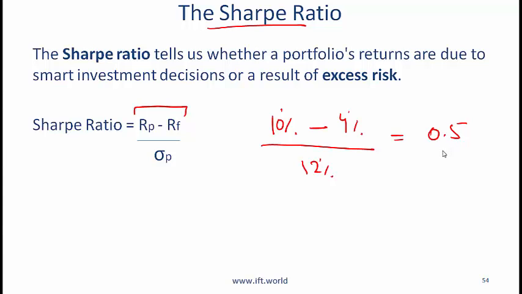If you have another portfolio where the Sharpe ratio is 0.7, then this other portfolio is giving us a better return relative to risk. The way you can think of this is we are determining through the Sharpe ratio our excess return per unit of risk. And obviously it is better to have higher excess return per unit of risk.